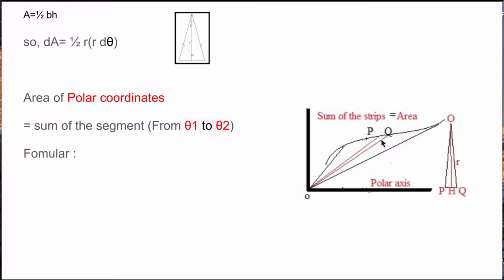So, as we know, the area of the polar coordinates will become A equal to half multiplied by the integral from theta 1 to theta 2, that's the range, of r squared, actually it's r multiplied by r d theta, so we just put r together, that becomes r squared multiplied by d theta.